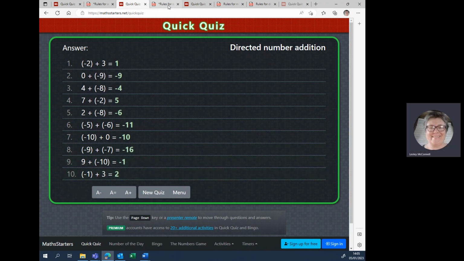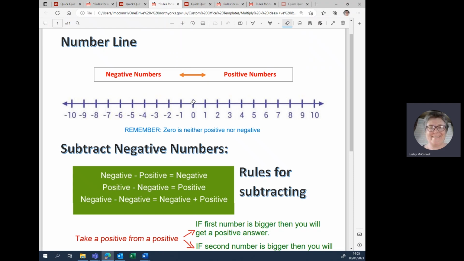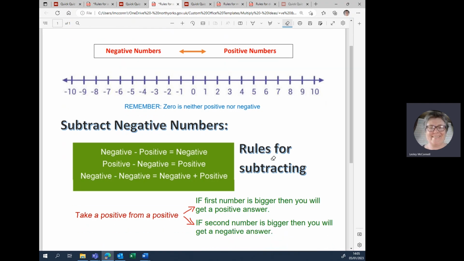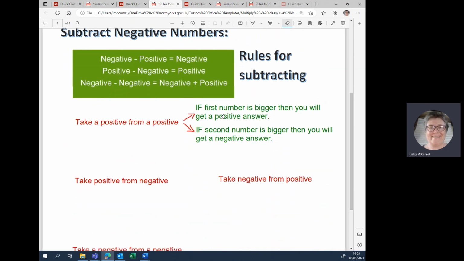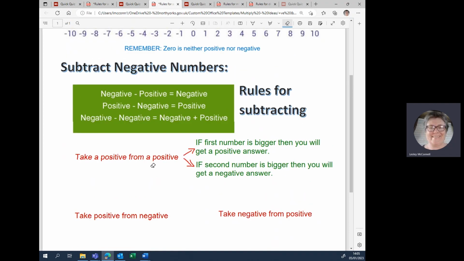Okay, the next set of rules that we're going to look at today are for subtracting negative numbers. So this is a little bit different. If you imagine your first number being bigger than the second number in the sum, then you will get a positive answer. If the second number is bigger than the first number in the sum, then you'll get a negative answer. So just to demonstrate that a little bit, if we take a positive from a positive, let's have a positive 3 and we take away a positive 2.